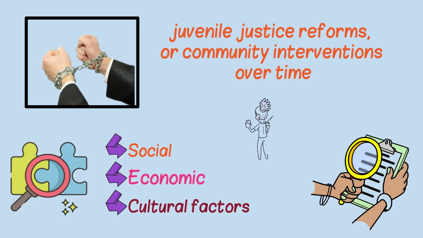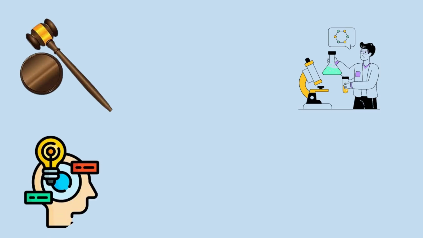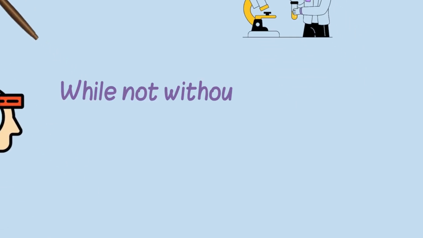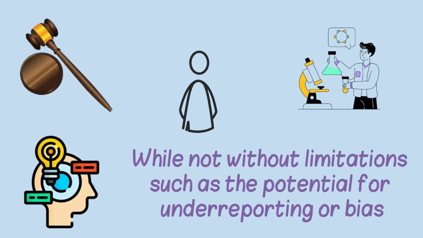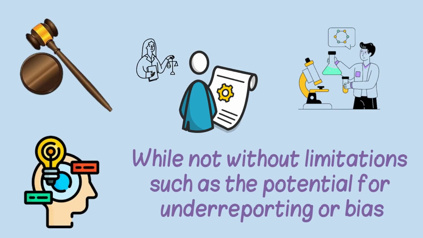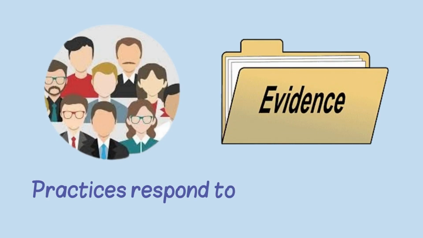Because they are collected using standardized methods, they allow meaningful comparisons across jurisdictions or periods. For example, researchers can assess whether changes in crime rates correlate with new legislation or societal changes, providing valuable insights into causality and impact. While not without limitations, such as the potential for underreporting or bias, official statistics' ability to enable longitudinal analysis and comparative studies makes them a critical tool in juvenile justice. They empower stakeholders to base decisions on evidence, ensuring policies and practices respond to trends and needs.